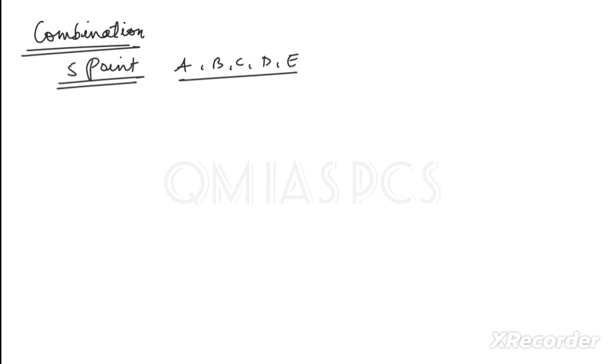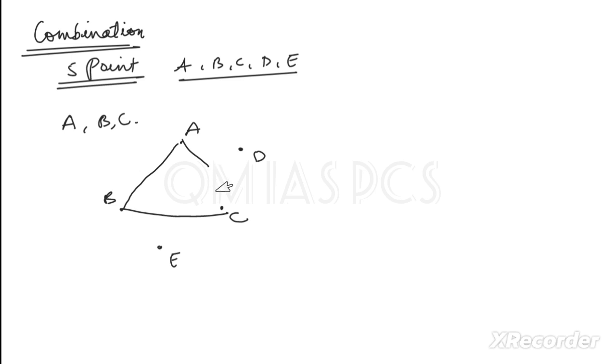And we want to know the number of triangles formed having three vertices out of these points. Out of these points A, B, C, D, E, we have to form a triangle, so we have to find how many triangles can be formed. Let's say we are taking points A, B and C, with point D and point E elsewhere. So it's a triangle, triangle ABC.